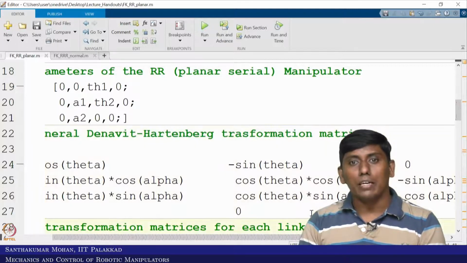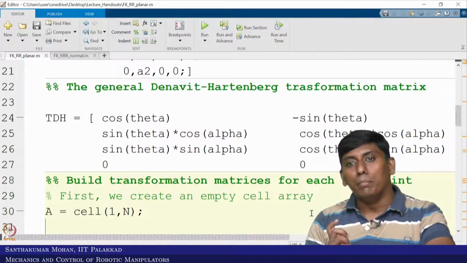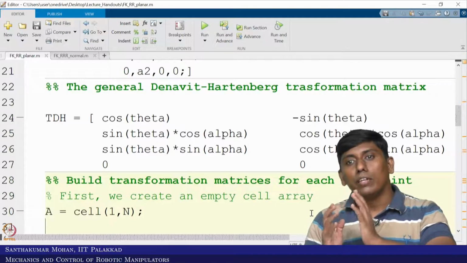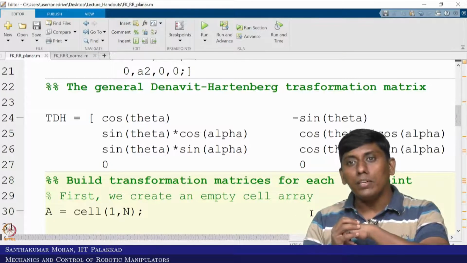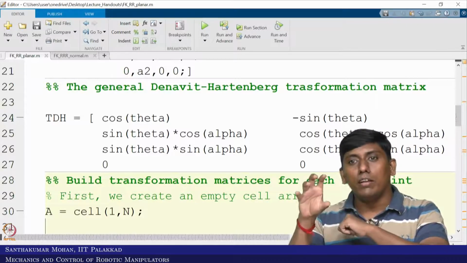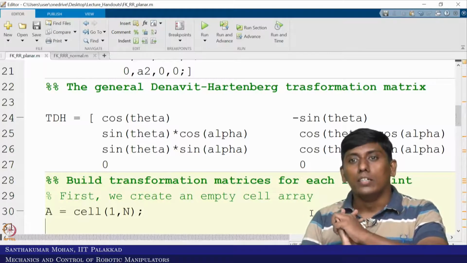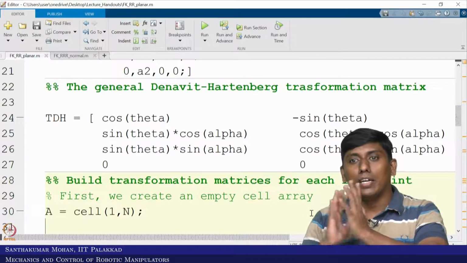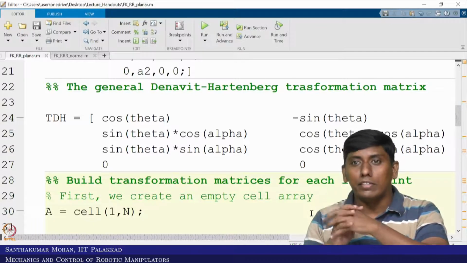Now what can we do? We are getting one simple briefcase. What does that mean? We are creating a bigger stack or rack, which consists of n cells, and here n is 3. Each cell represents an individual transformation matrix. So we are creating a cell array A which has 3 cells inside.